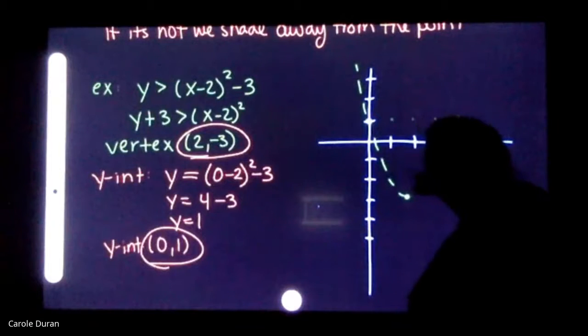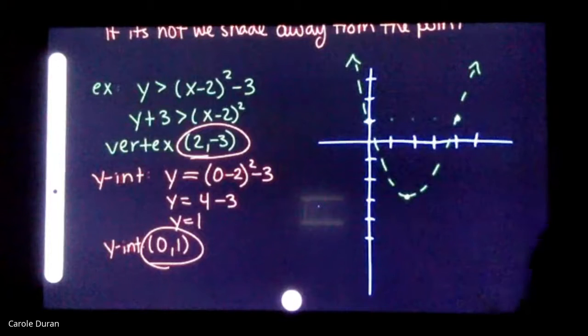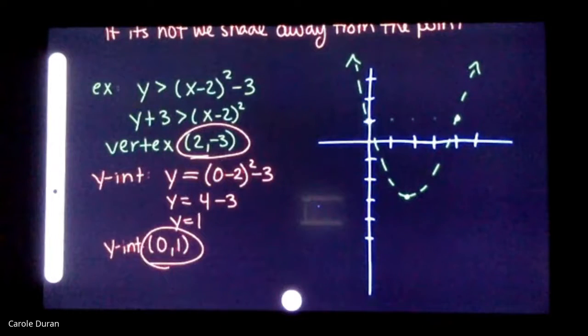So I need to draw this dotted line. It still has the same shape. It's just dotted instead of solid, which means I'm not including any value that falls on that parabolic boundary. So that was step 1. I had to graph it.